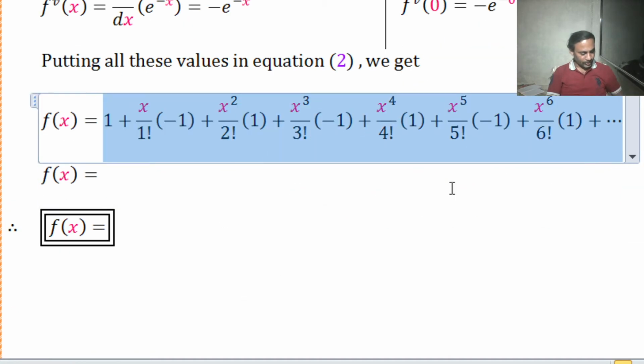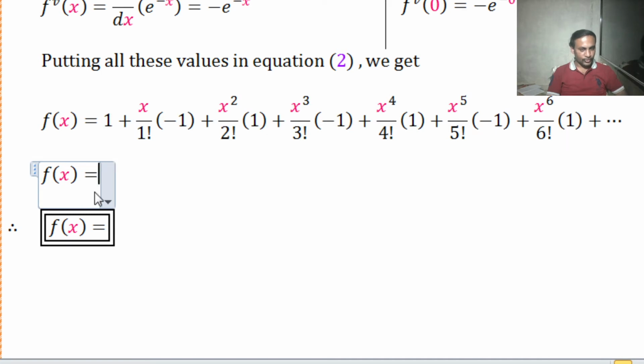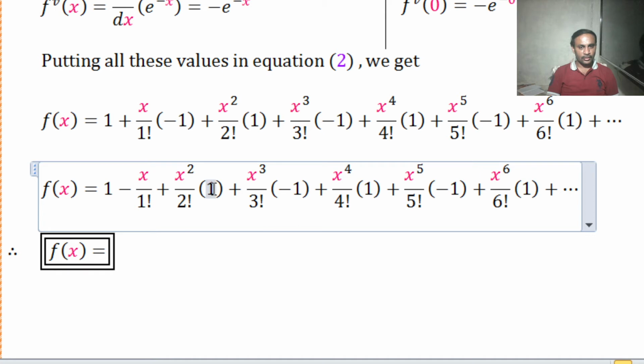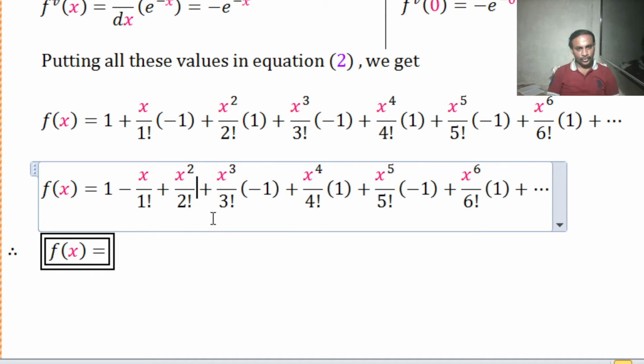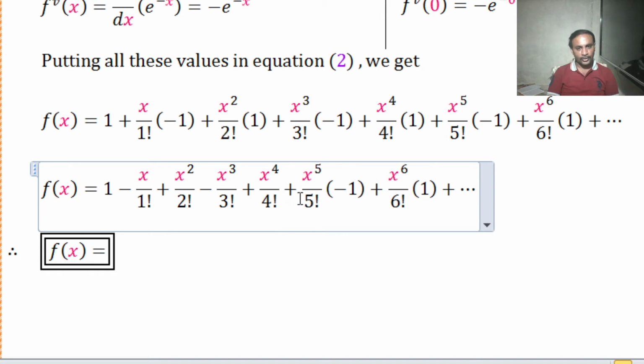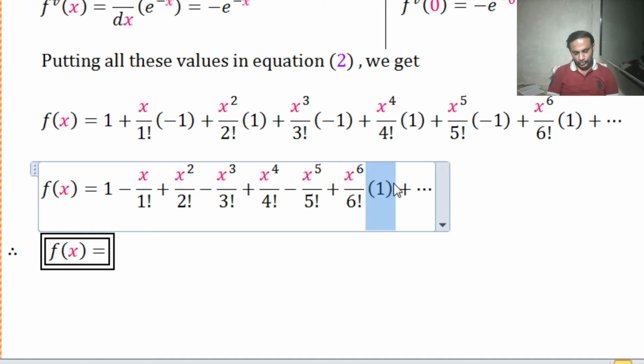And after simplification of this series, we can write first term is plus 1, second term is minus of x upon 1 factorial, third term is x square upon 2 factorial, fourth term is minus of x cube upon 3 factorial, fifth term is x raised to 4 upon 4 factorial, next term is minus of x raised to 5 upon 5 factorial plus x raised to 6 upon 6 factorial.